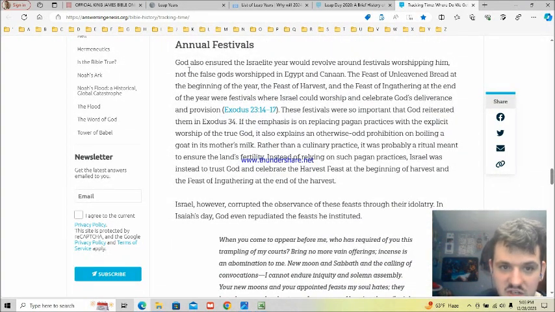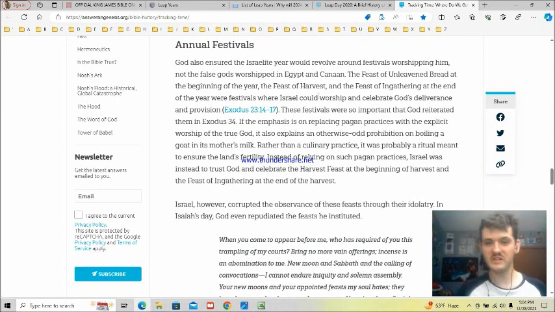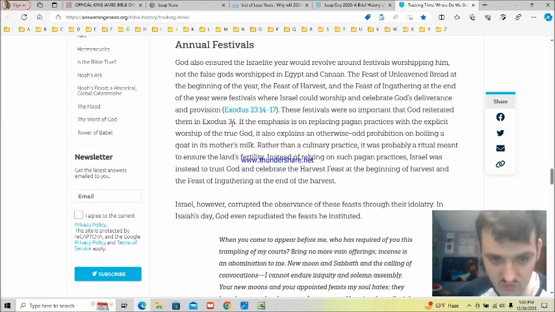Okay, annual festivals. God ensured the Israelite year revolved around festivals worshiping him, not the false gods worshiped by Egypt and Canaan. The festivals included the feast of unleavened bread at the beginning of the year, the feast of harvest, and the feast at the end of the year, where Israel could worship and celebrate God's deliverance and provision. These festivals are listed in Exodus 23, verses 14 to 17, and restated in Exodus 34.